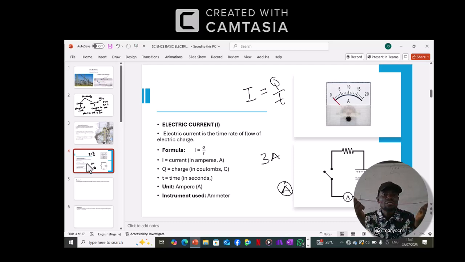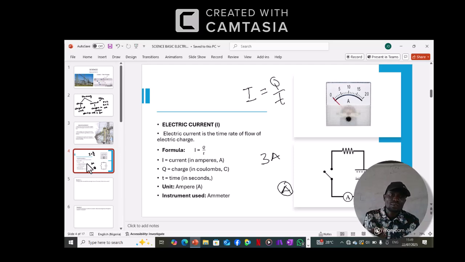So the more the quantity of electric charge that flows per second, the more the current, the higher the magnitude of the current that we are going to have. So it's going to be either high or low. So what determines low or high current is the rate of flow.